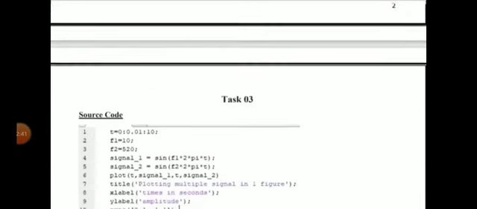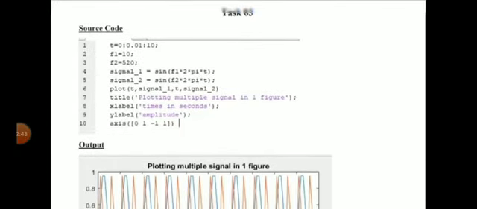Now moving towards task number 3. Again here we use two signals. First of all, the time is the same as we used in the previous signal, and as there are two signals, we use two frequencies. F1 is equal to 10 and F2 is equal to 520. As there are two signals, we use separate names to differentiate them. We use signal 1 and signal 2, so we can differentiate among them.